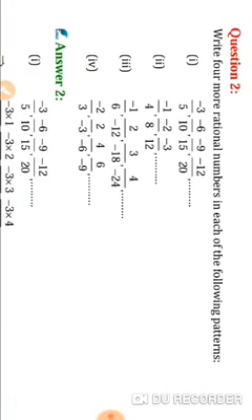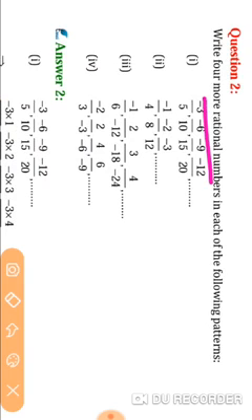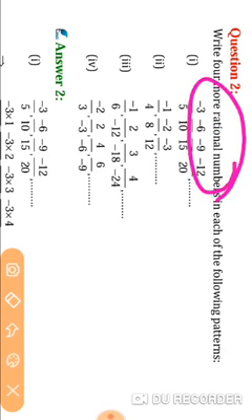Write 4 more rational numbers in each of the following pattern. See, pattern is there here means we have to observe the numerators and denominators separately. Numerator, by which 3 2s are 6, 3 3s are 9. So are they the table of 3 or not?